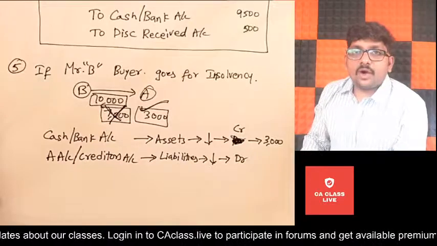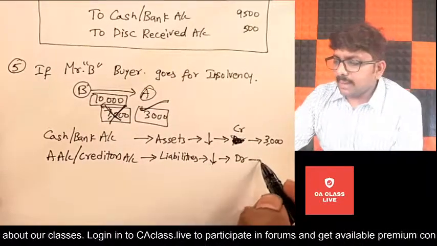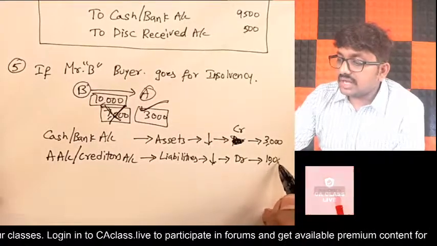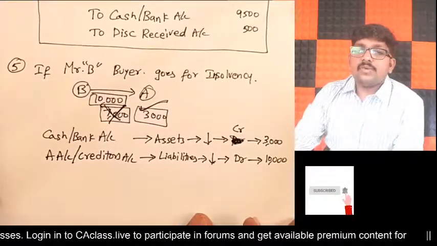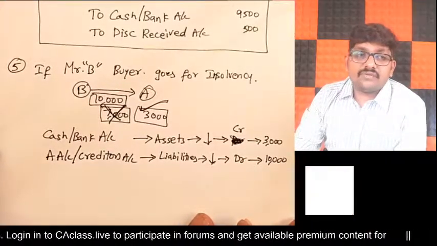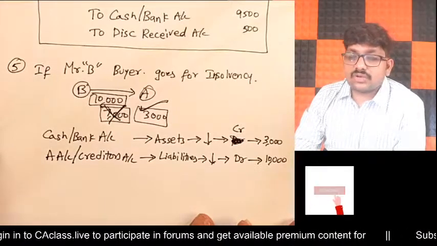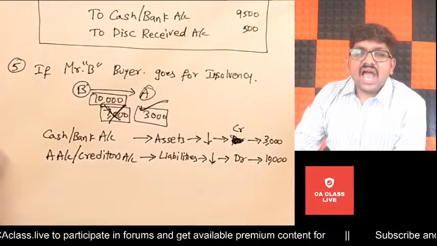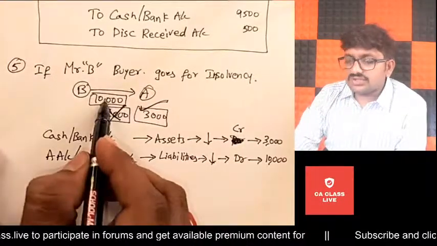Cash or bank, how much are you paying? 3,000. But how much of your liability will go off? 10,000 rupees of liability will go off. That's what I'm trying to say. When you become insolvent, whatever you have in your hand, that only you will pay, and the remaining will be waived off. It means actually you have to pay 10,000.